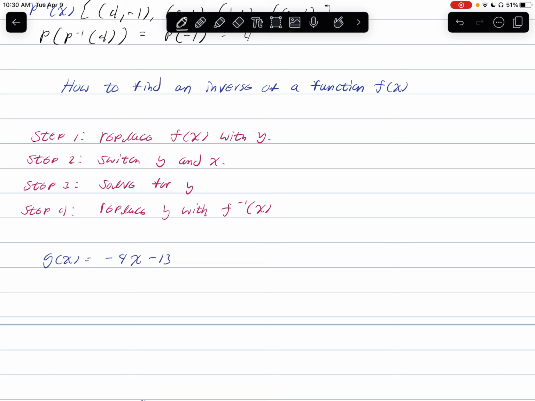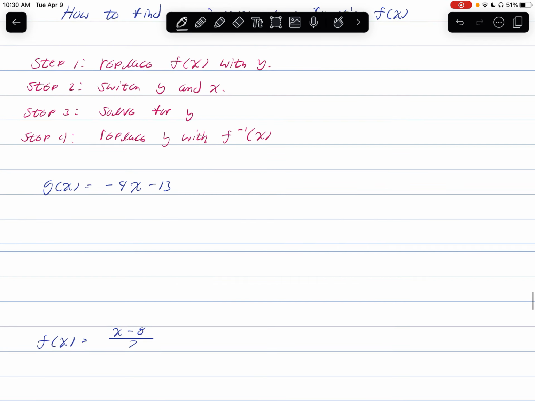Let's see how this plays out in practice. It sounds like a lot, but it really isn't that bad. So here we have g of x is equal to -9x minus 13. Looking at the first step, we're going to replace our function, in this case g of x, with y. So step one, we replace g of x with y. We'll have y is equal to -9x minus 13.